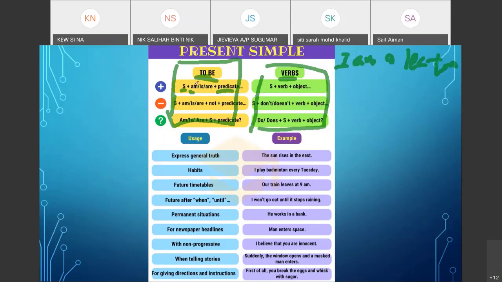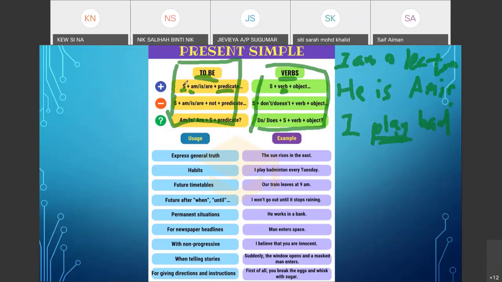So how about is? So he is, okay? He is Amir, for example. We want to talk about the general truth, so we use simple present tense. So how about the verb? For the verb, we will use subject, verb, and object. For example, I play badminton every day. Okay? So you see, play is the verb for the simple present tense. So this is the structure.